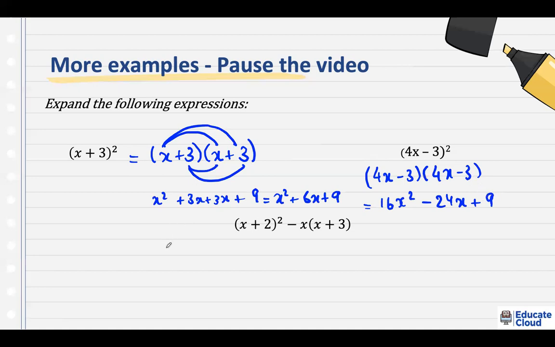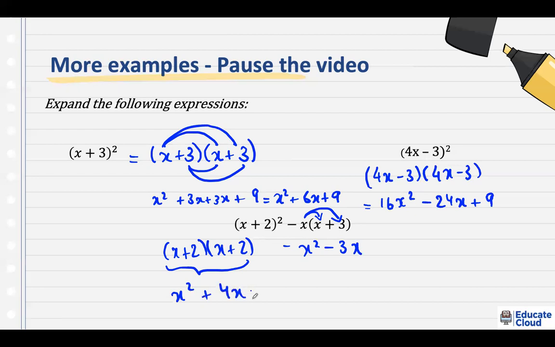And lastly, we would treat this whole thing as an expansion of x plus 2, and then just minus it from a simple expansion of x times x and minus x times 3. So that would be minus x squared minus 3x. And this here all just becomes x squared plus 4x plus 4. And we're just taking away x squared and taking away 3x.